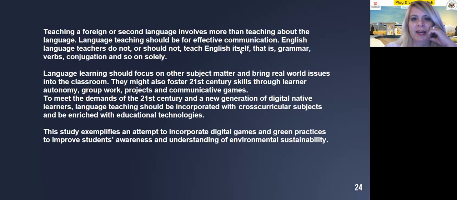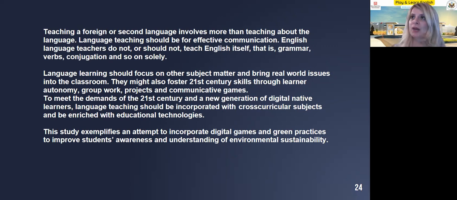The thing is, that's what I've said actually. I mean, teaching a foreign or second language involves more than teaching about the language. Actually, that was the traditional practice which we criticize today. We don't teach the language, we don't teach about the language. Language teaching should be for effective communication. And English language teachers, we never teach English itself. I mean, grammar, whatever. Language learning should focus on other subject matter as well.